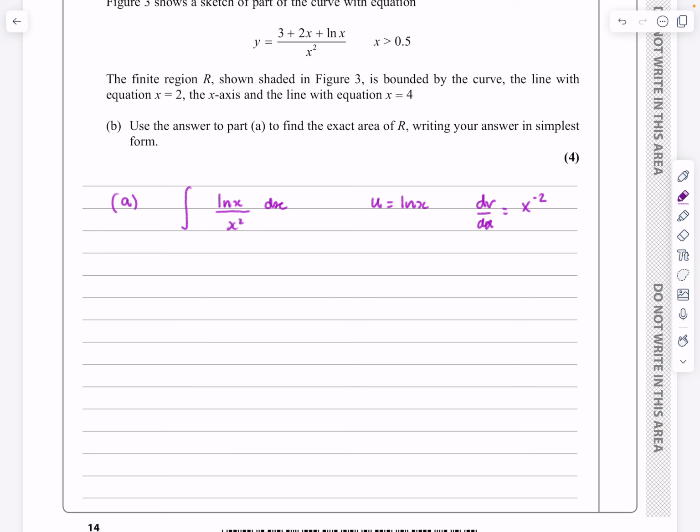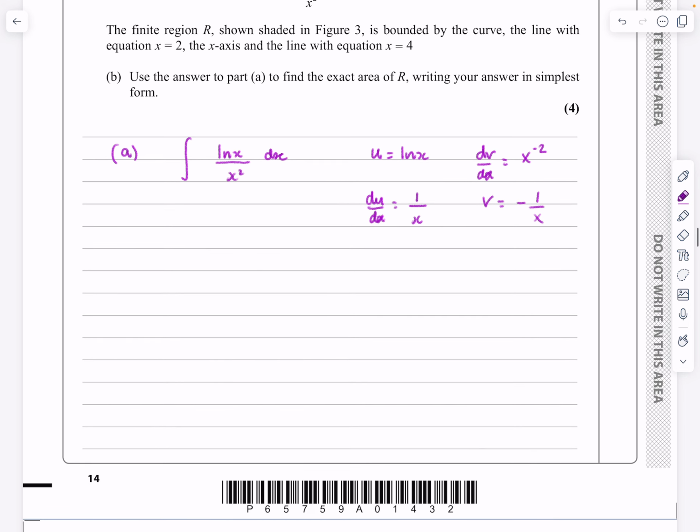So we may as well write it in the right sort of format there. The whole point about doing this is that when I do du by dx, I can differentiate log x really quickly as being 1 over x. And when I integrate x to the minus 2, add 1 onto the power, it becomes x to the minus 1. Divide by the new power, it becomes minus 1 x to the minus 1, or in other words, minus 1 over x. When we're doing integration by parts, the integral of u dv dx is equal to uv minus the integral of v du dx.